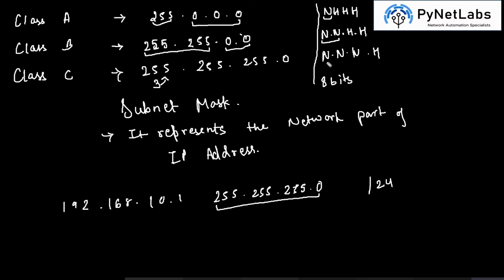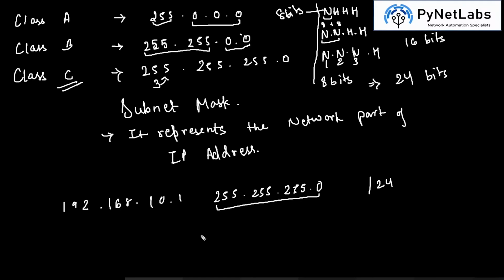Here we have 1, 2, and 3. So how many total bits are there for network? We have 24 bits of network in an IP address of class C. And when it comes to class B, we have 8 plus 8, 16. So we have 16 bits. Then if we talk about class A, we have only one network octet here. It will be 8 bits.